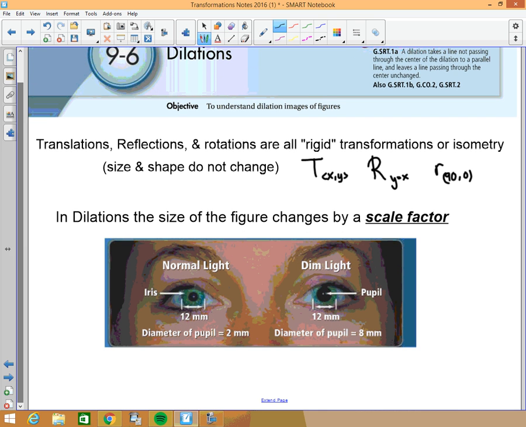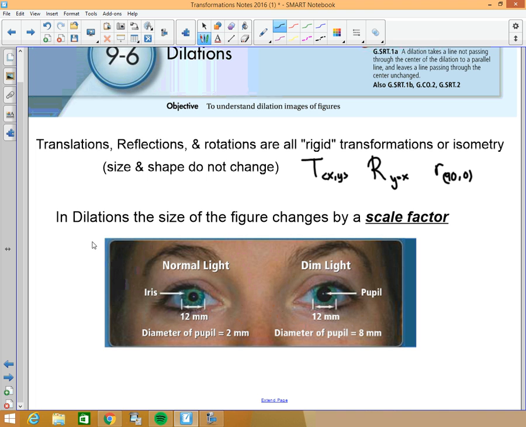Today we're going to talk about dilation, and in dilation it's a little bit different because the size of the figure does change. However, it changes by a given scale factor. So if the scale factor is 2, then all the sides are multiplied by 2. Or if the scale factor is 1/2 because it's being reduced, then all the side lengths are multiplied by 1/2. And the angles stay the same. Okay, so just our side lengths change.